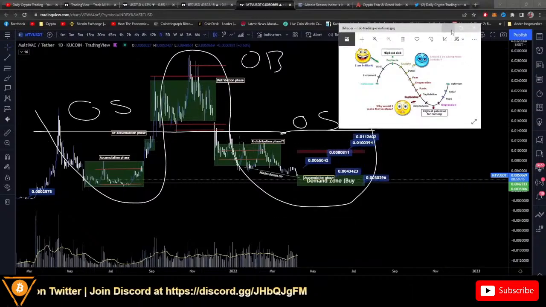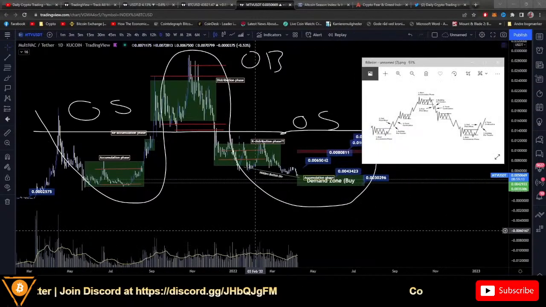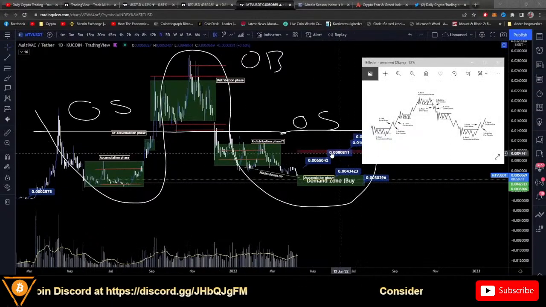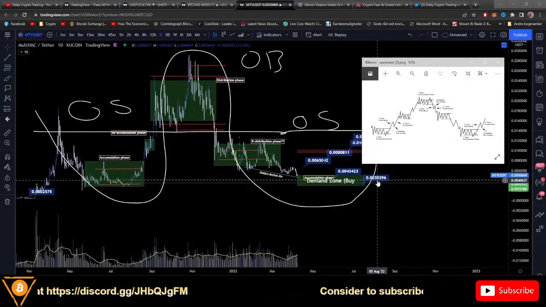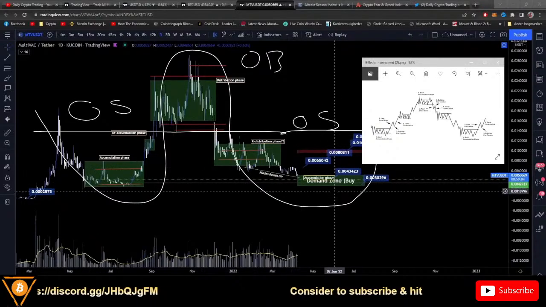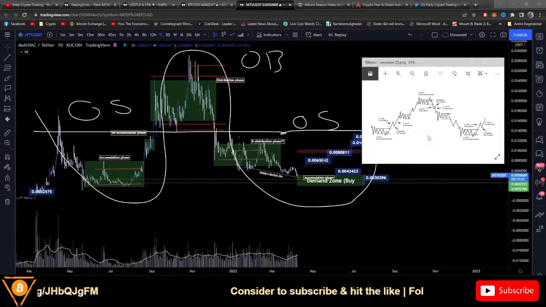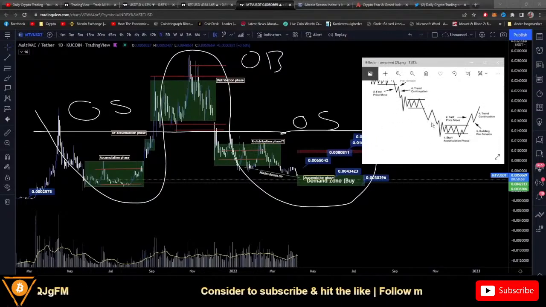Now, do you guys see? We are getting close to the demand zone, which I believe is 003. I will buy at these levels. Now, there's no guarantee we can go lower, right? But in my opinion, we are around this level, right above this area, and can jump down. All right, these are the accumulation areas where I will buy.